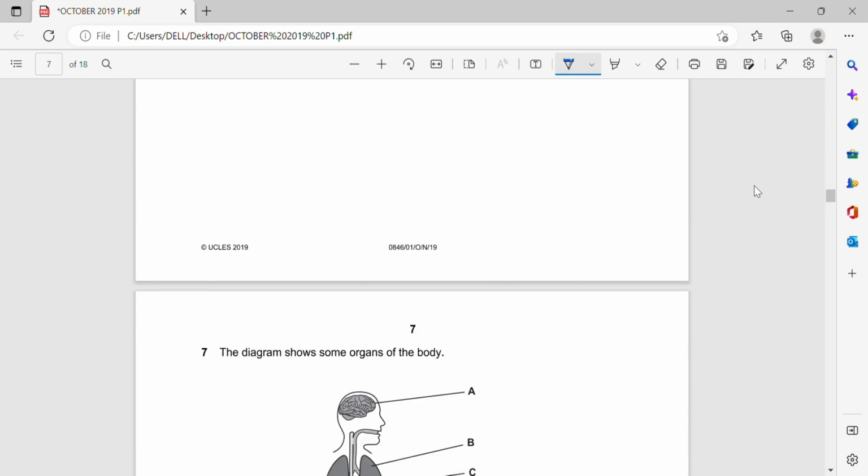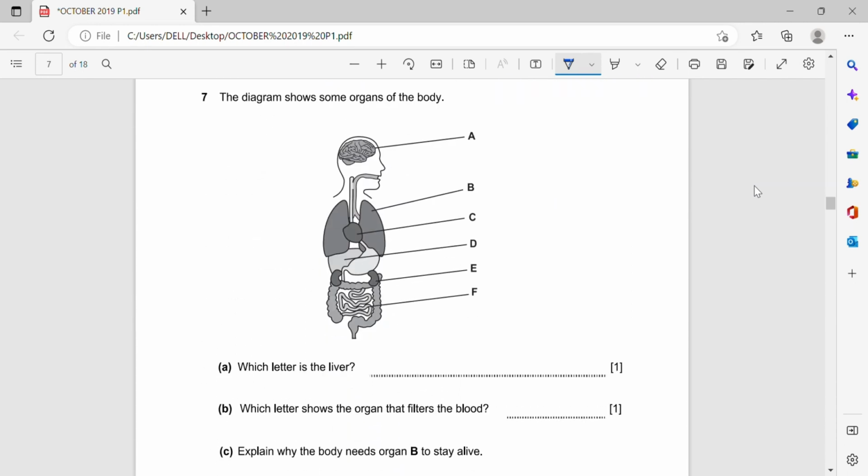Next question. The diagram shows some organs of the body. We have here different body organs. Let's review the organs together. A is pointing actually to the brain. He is not asking me to label them, but we are reviewing together to make it easier to answer the question. B, lungs. C is the heart. D is the liver. E is the kidney. F, the small intestine.